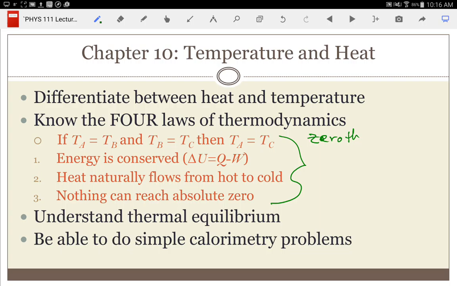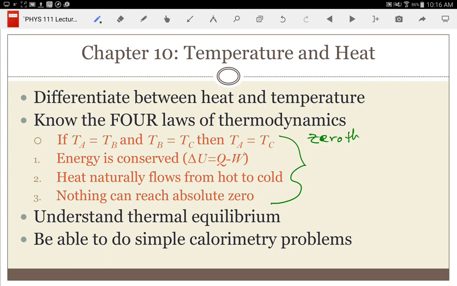You know, if 1 equals 1 and 1 equals 1, then 1 equals 1, right? If temperature A equals temperature B and temperature B equals temperature C, then temperature A equals temperature C. It's really obvious until you get to a more in-depth understanding of temperature, and all of a sudden it becomes not obvious. And so they said, oh, this is important, and it became the zeroth law.